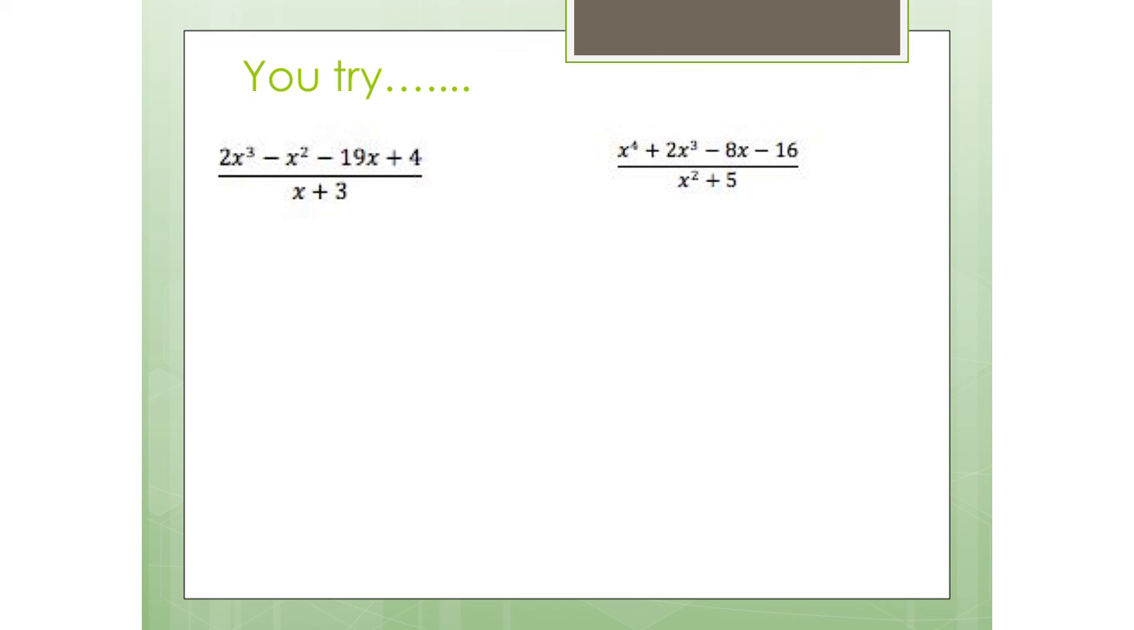So in class, we tried 2 on our own. I would suggest you pause the video, try these 2 on your own, remembering placeholders when important, and then press start on the video so that you can check your solutions.